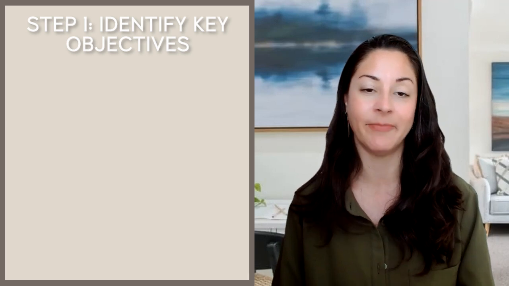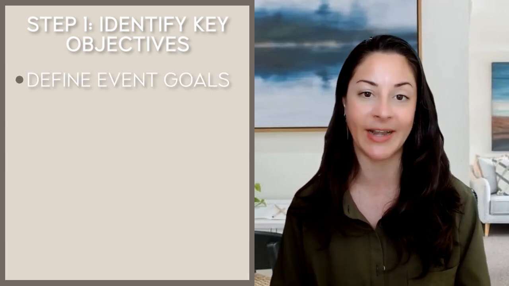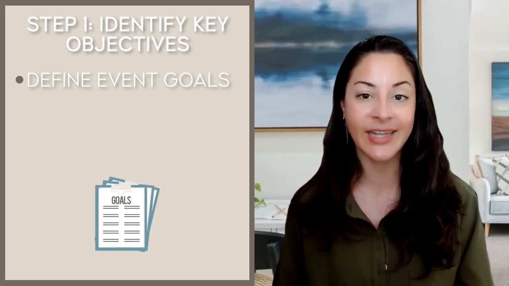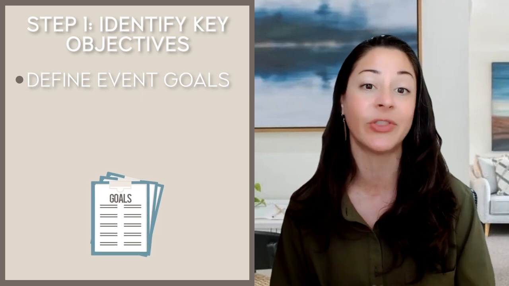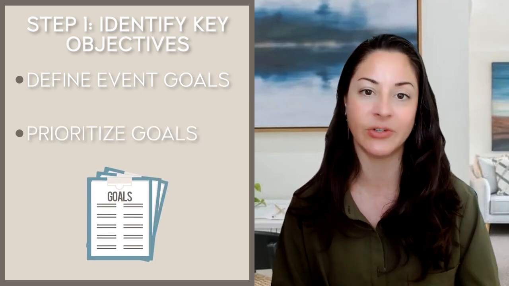All right, now that you have a quick idea of how the Pareto Principle works, we're going to focus on how we can leverage the Pareto Principle to create more efficient and impactful events. Step 1, identify key objectives. Begin by defining event goals. Before doing anything else, you'll need to clearly outline the main objectives and outcomes you want to achieve with your event. Be specific.